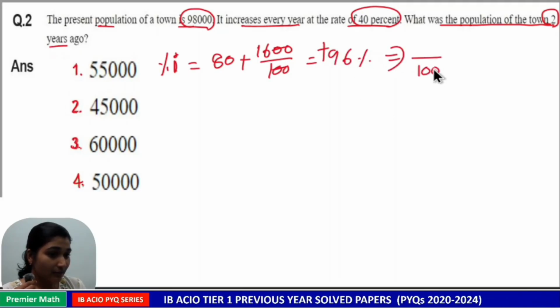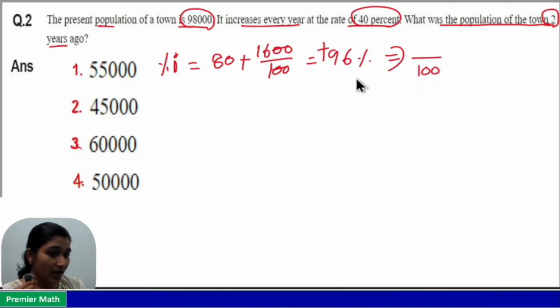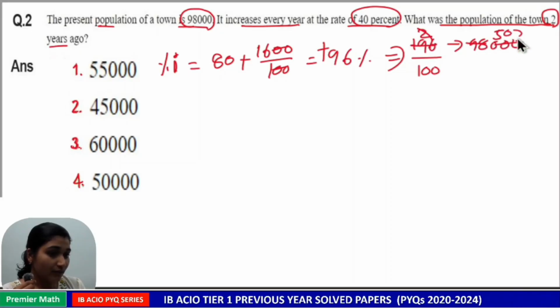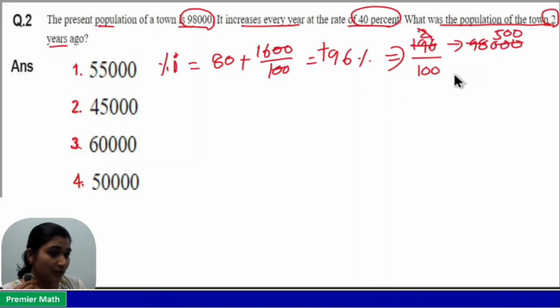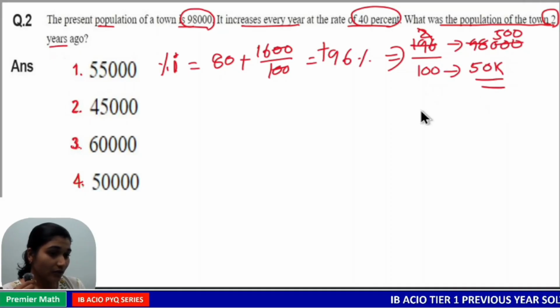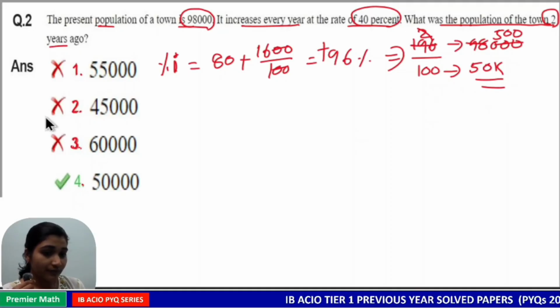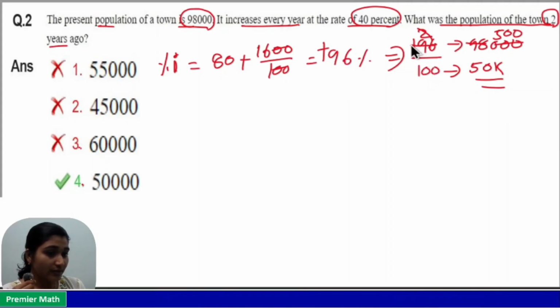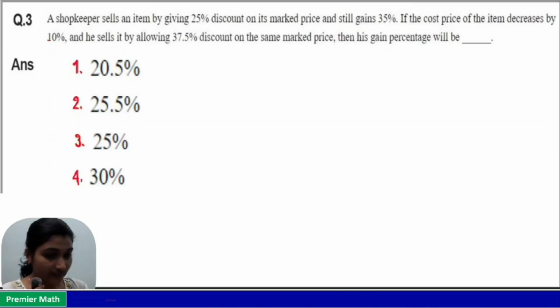If 100 parts was the initial population, 100 plus 96, 196 parts is the final population, which is equal to 98,000. 98 goes 2 times in 196, and 2 goes 500 times in 1000. So 1 part is equal to 500, which means 100 parts, the initial population, is equal to 500 into 100, 50,000. Option 4 is your answer. That is, initial 100 plus 96 increment, 196 is the final population.